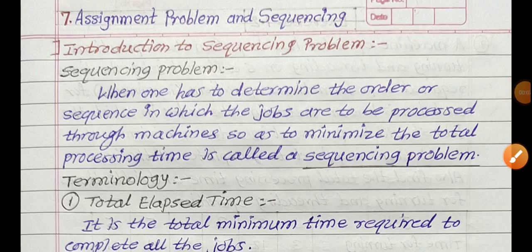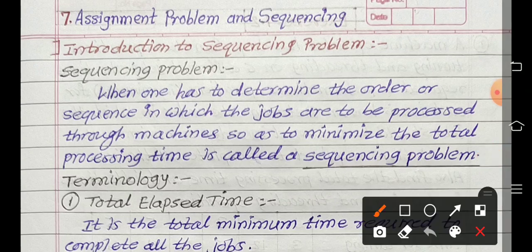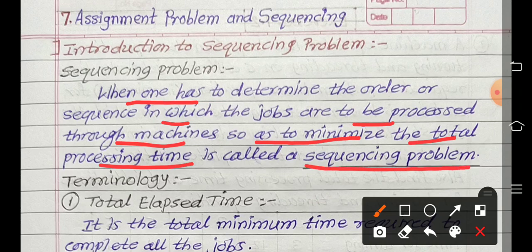Hello students, today we learn about Lesson number 7 in Maths 2, assignment problem and sequencing. The second part is sequencing. Introduction to the sequencing problem. When one has to determine the order or sequence in which the jobs are to be processed through machines so as to minimize the total processing time, it is called a sequencing problem.